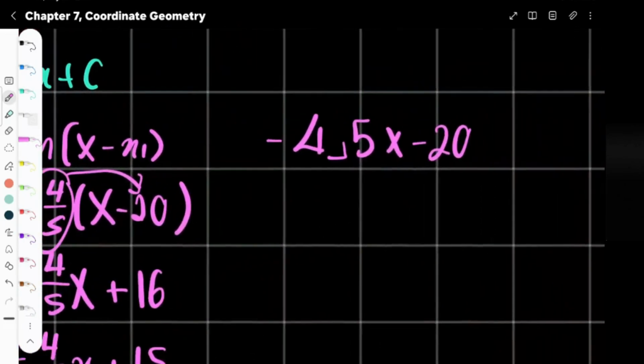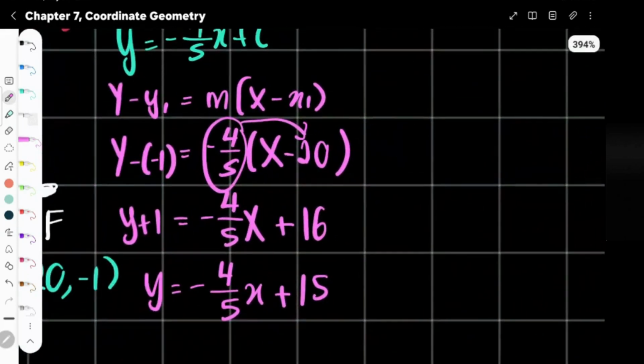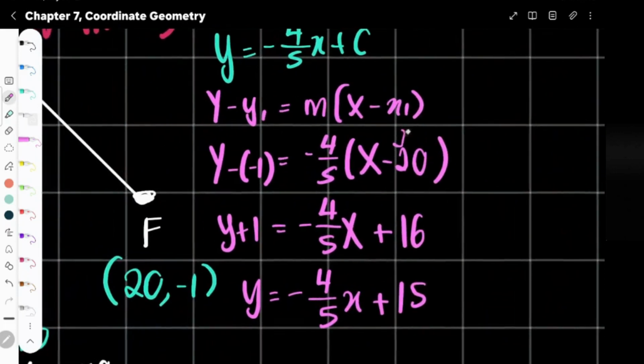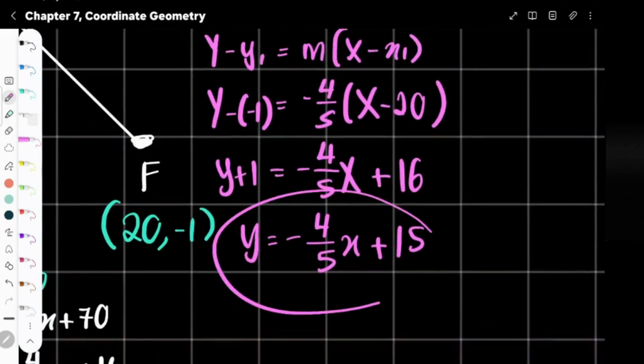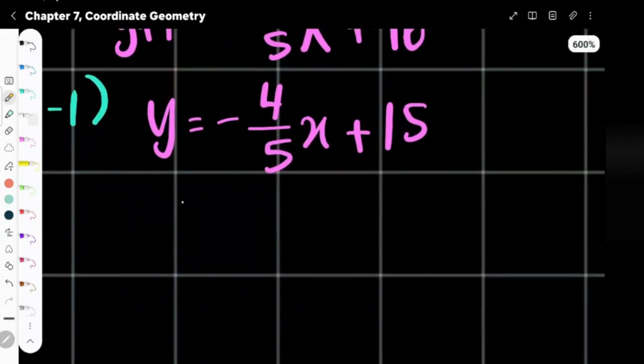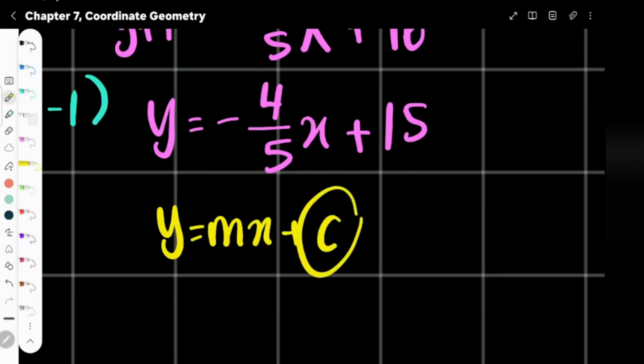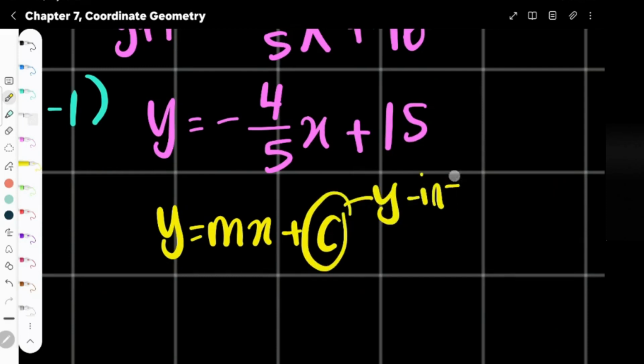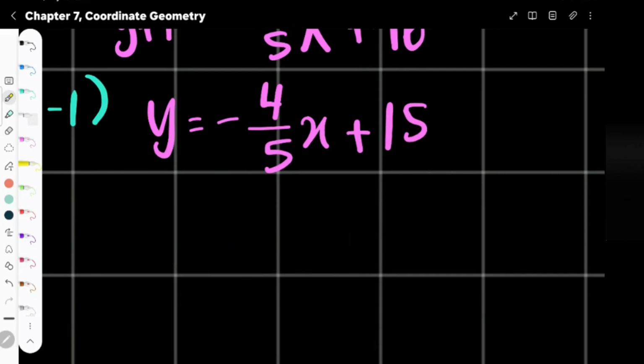Okay, good. Be careful, don't make careless mistakes now. So now you get 16. Now you are left with the equation. Tada, you find the equation already. Just a short question I want to ask. We know this is y equals mx plus c, right? But why is the c? Don't forget, c is the y intercept. That's a short reminder.